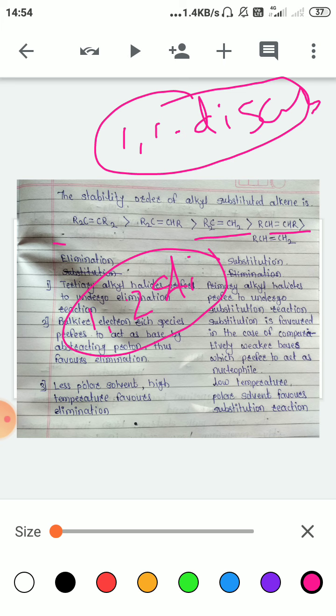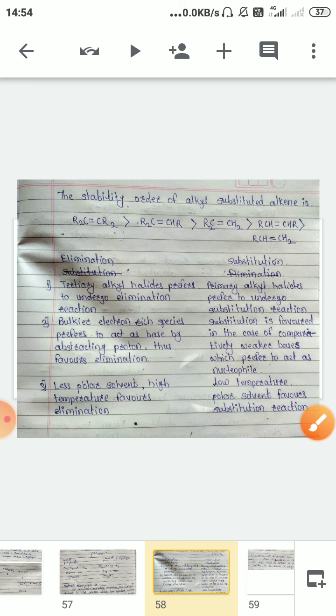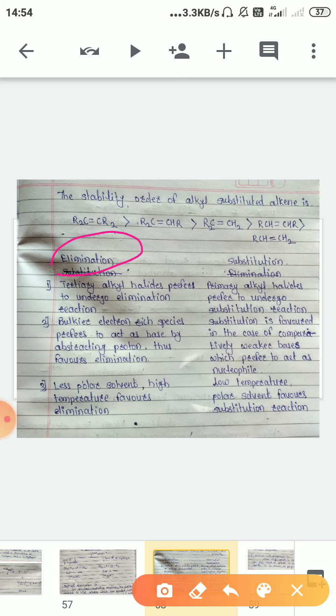So we have to remember this stability order for the alkenes in the elimination reaction, that is the dehydrohalogenation reaction. Now we'll see one important point: what is the difference between elimination and substitution.